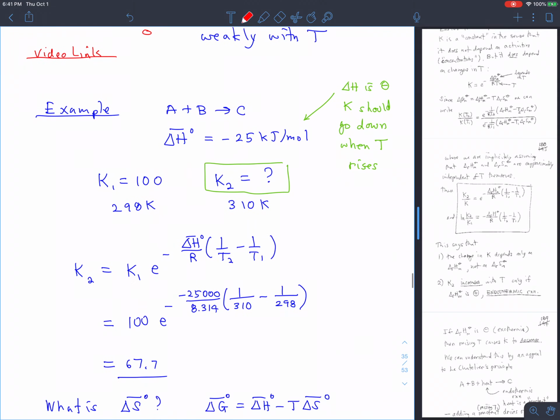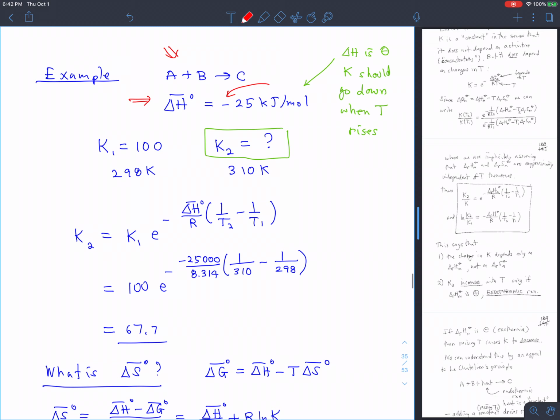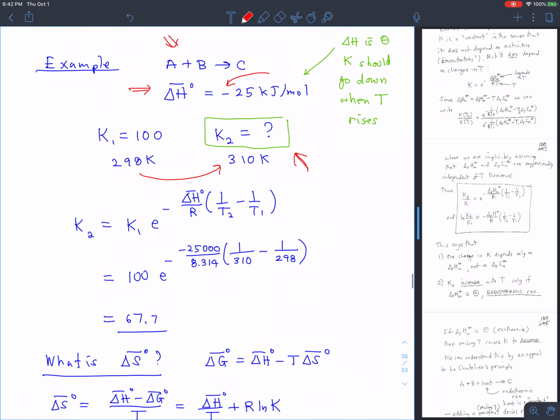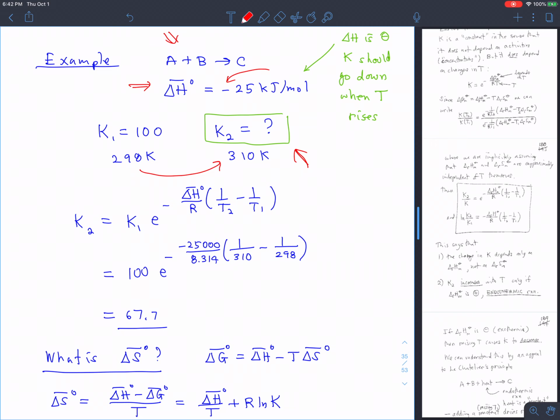All right, so let's do some examples now. Let's suppose I have a chemical reaction, A plus B goes to C. Let's suppose that delta H is equal to minus 25 kilojoules per mole. That's a very modest delta H. For most chemical reactions, it's a much bigger value than that. Notice, though, that it's a negative value, which means it's an exothermic reaction. That means that if the temperature goes up from 298 to 310, let's say, we expect the equilibrium constant to go down. So we can get at least that much qualitative information without doing any calculations at all.